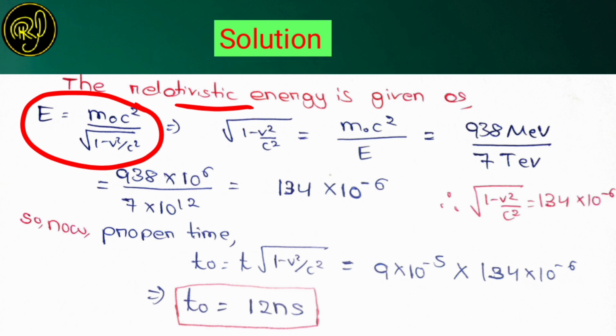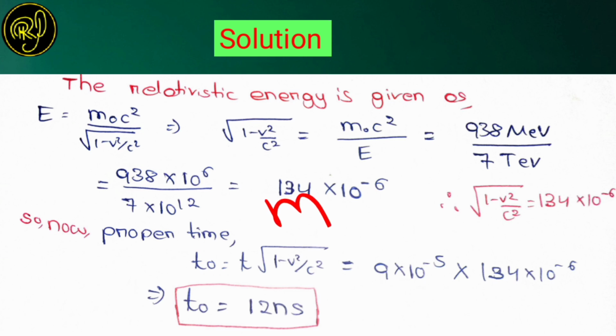Now from this equation we will find the value of 1 minus v square by c square. So root over of 1 minus v square by c square is equal to m0 c square by E. From this equation we got this expression. Now for a proton, the mass is 938 mega electron volt. If you convert the mass of the proton to energy, then you get 938 mega electron volt.